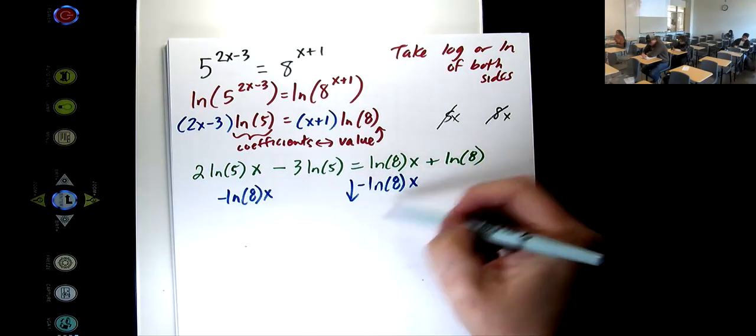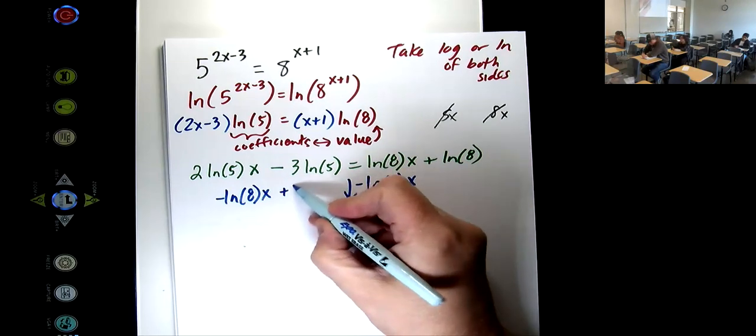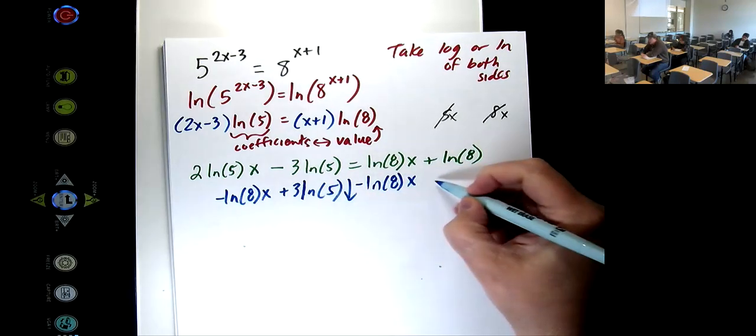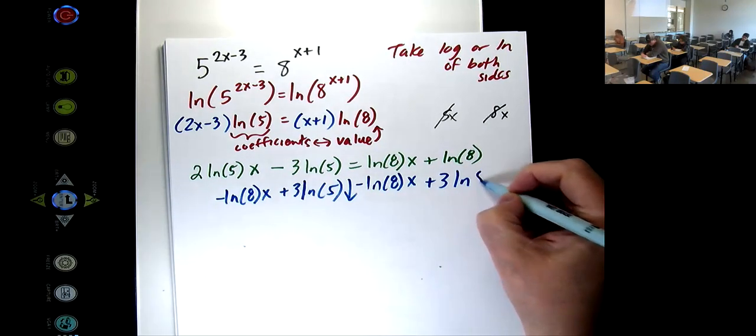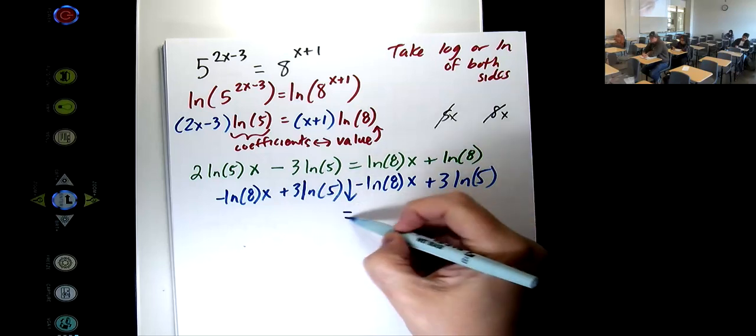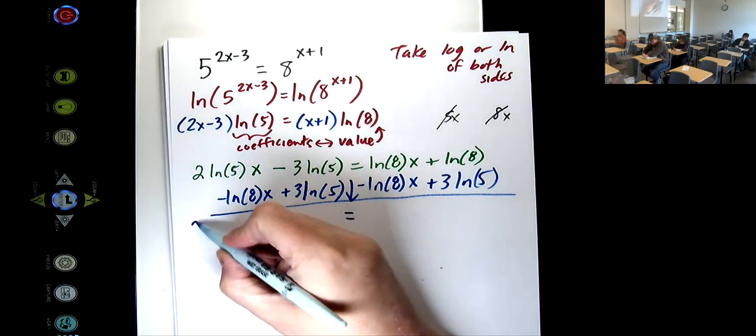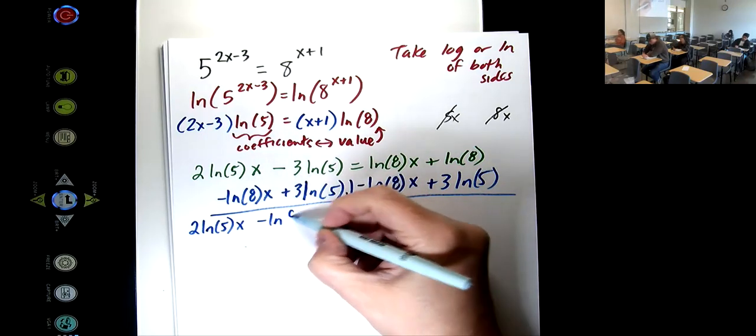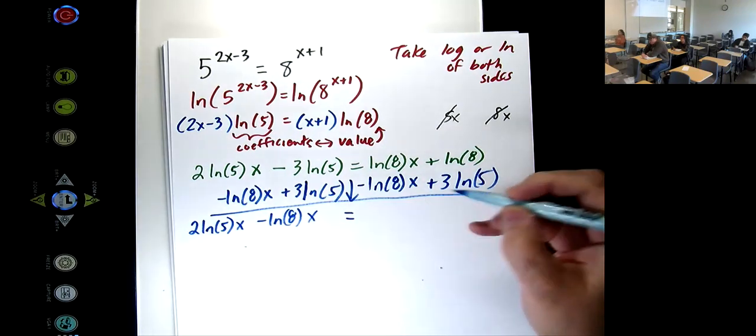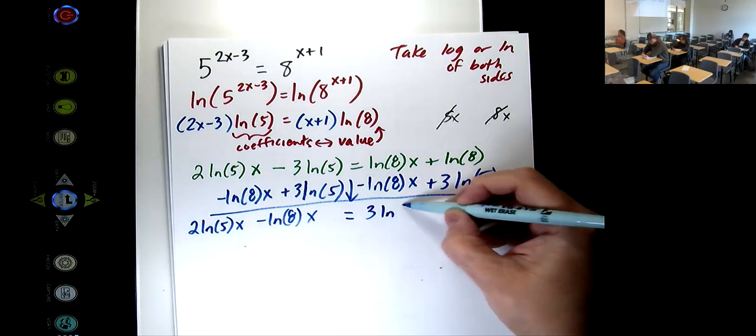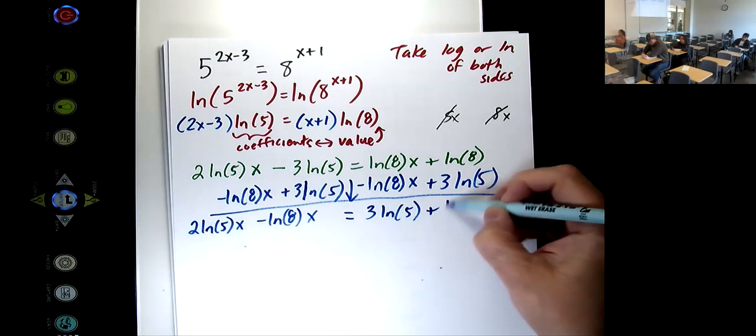And since I'm moving all the x's to the left, I'm gonna move the other stuff to the right. Here I have 2 times the natural log of 5 x minus the natural log of 8 x equals 3 ln of 5 plus ln of 8.